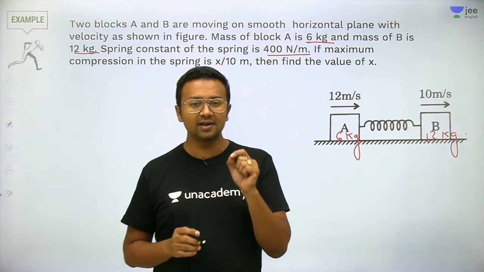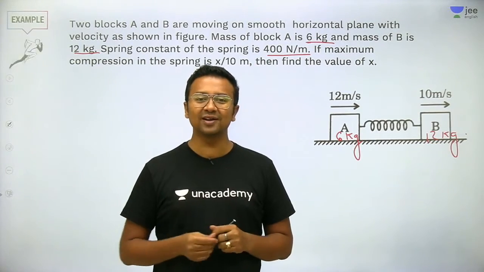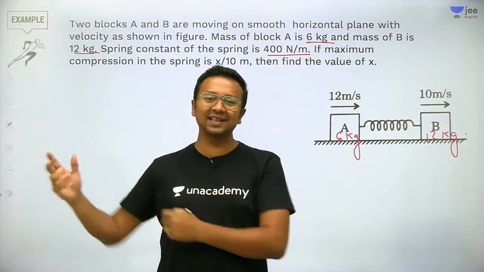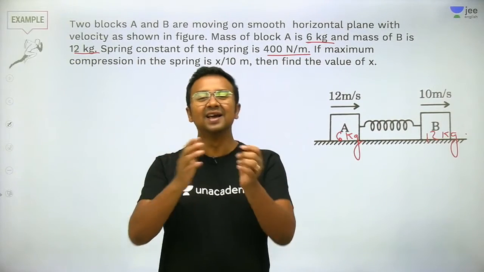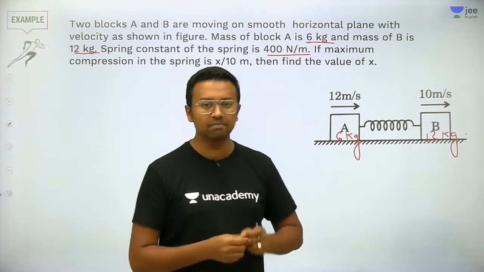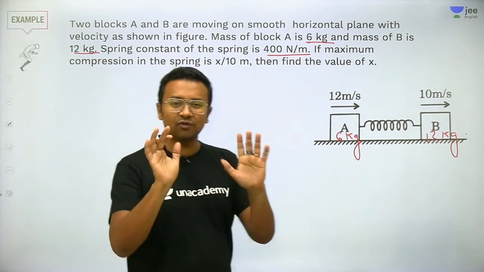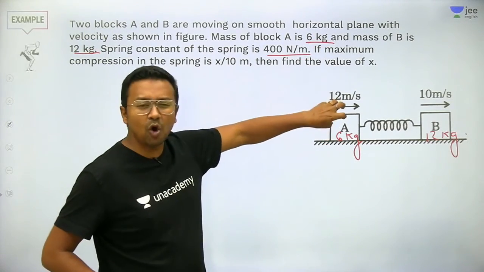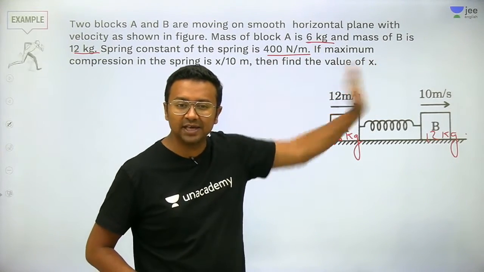Now let us first understand the physics behind the question. See students, even if you have to apply the shortcut, you need to understand the physics. Some questions, like the last question, you just did dimensional analysis, but that is also physics anyways. But you need to know some amount of the logic behind the question. So they are asking us what will be the maximum compression. First of all, let us try and understand why there will be compression in the spring. There is this block of 6 kg. It is moving with a velocity of 12 meters per second.